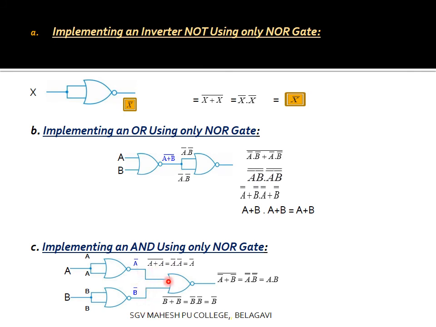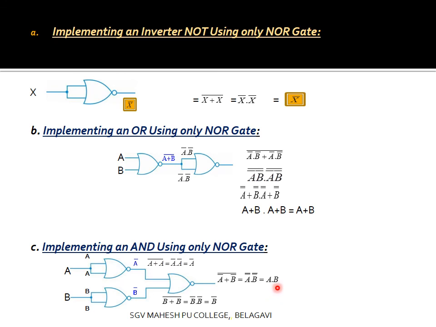So if I give these as inputs to a third NOR gate, with A bar and B bar, what I get is (A bar plus B bar) the whole bar, because this is a NOR gate. If I simplify this, I get A double bar dot B double bar. So the final result is A dot B.